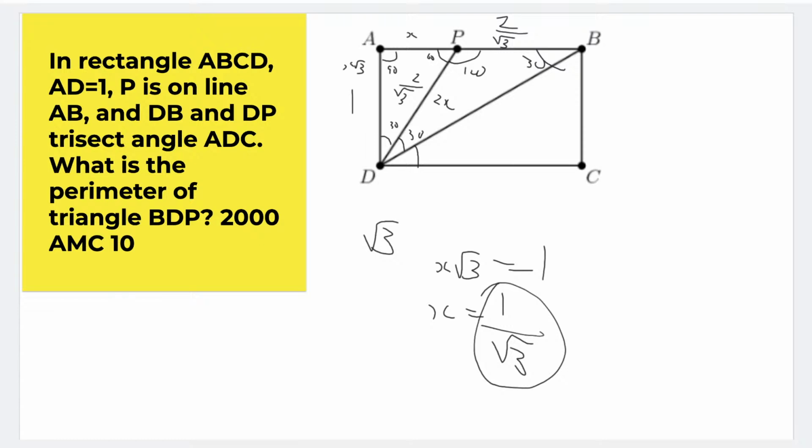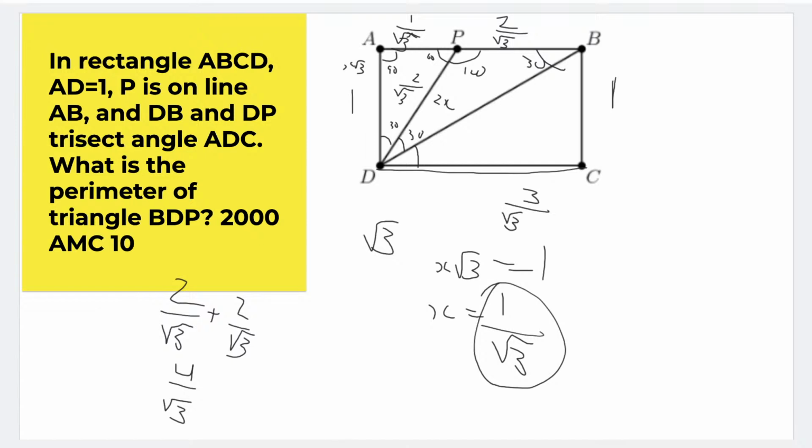We know that 2 plus 2 over square root of 3 plus 2 over square root of 3 is 4 over square root of 3. Now to find BD, we know that it's just the hypotenuse of triangle ADB. So BC is 1. Now I'm going to solve it here since it's more organized. Oh, I forgot to label this. x is 1 over square root of 3, which means that this whole length is 3 over square root of 3. Now finding the hypotenuse is pretty easy. Now I'm going to rationalize it. So 3 square root of 3 over 3.